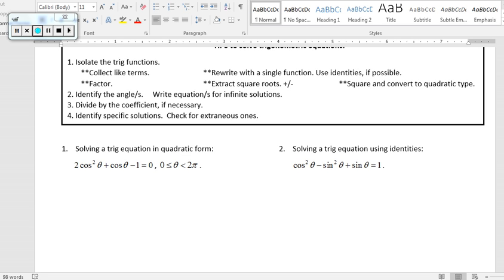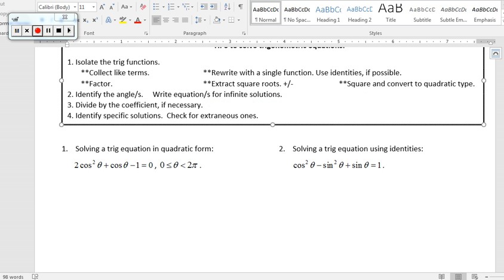I'm looking at these here. We've already talked about some of these: collecting like terms, factoring, trying to get us a single trig function, for example, getting everything in terms of cosine or sine. You can divide by coefficients. You cannot, and this is really important here, cannot divide by a trig function because you don't know if it's set equal to 0. Alright, so let's just try to get on with some of these problems here.